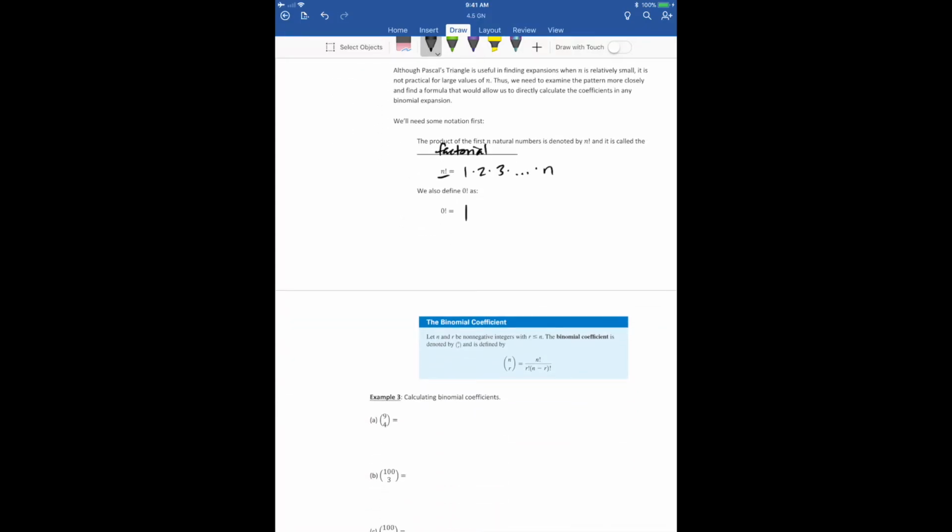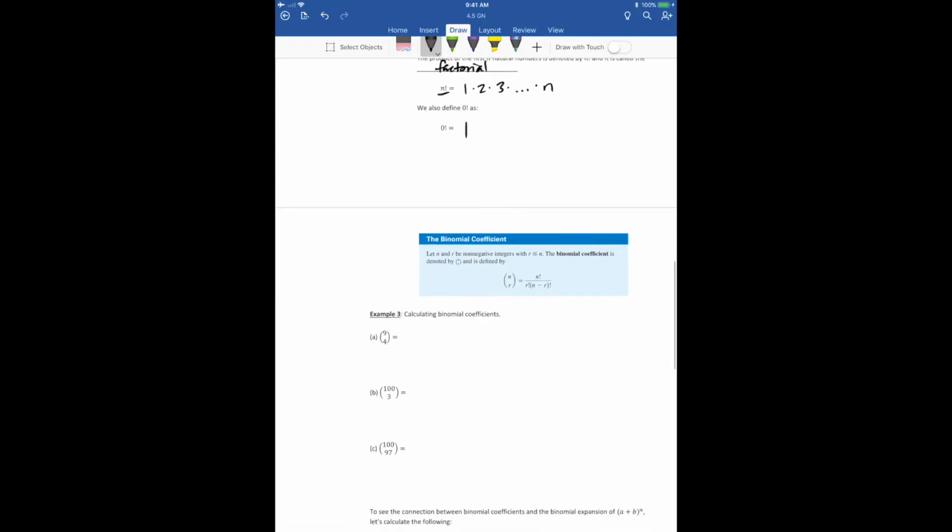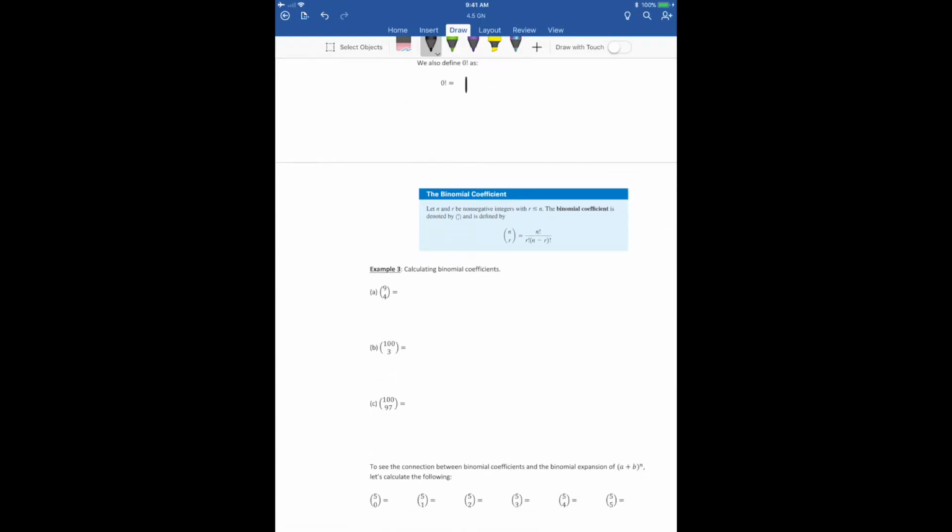So now we can look at the formula for the binomial coefficient. Let's read the definition and then we'll break it apart. Let n and r be non-negative integers with r less than or equal to n. So that's a very mathy kind of a definition. N and r non-negative integers, that just means they are either 0 or they're positive, and that r is less than or equal to n.